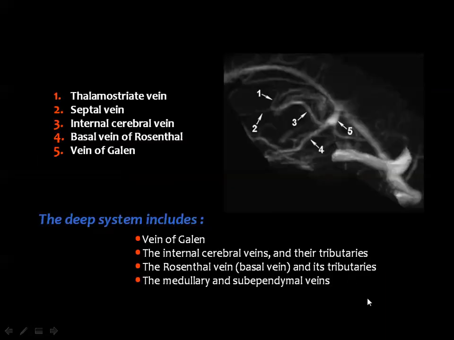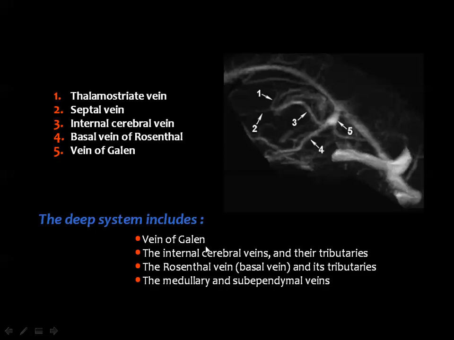And this is the anatomy of the deep venous system. Number one is the thalamostriate vein. Number two is the septal vein, this very fine one. Then the internal cerebral veins, then the basal vein of Rosenthal, and finally the vein of Galen. All these will drain through the straight sinus to the confluence of the sinuses, then to the internal jugular vein.